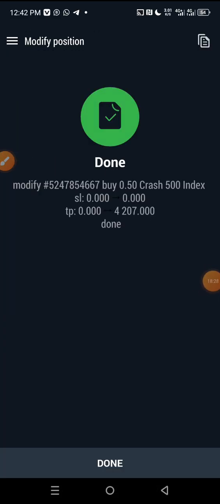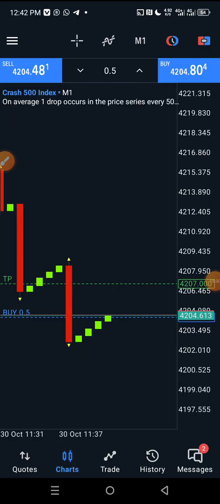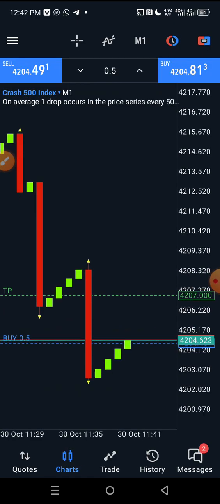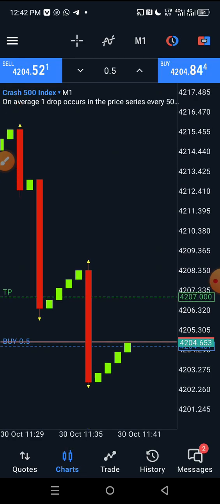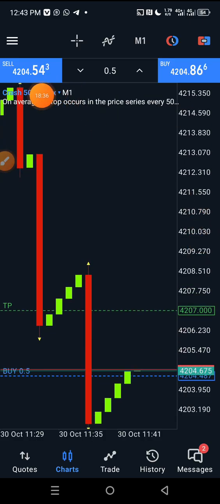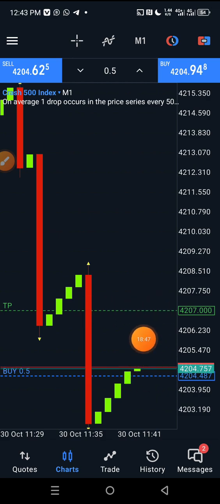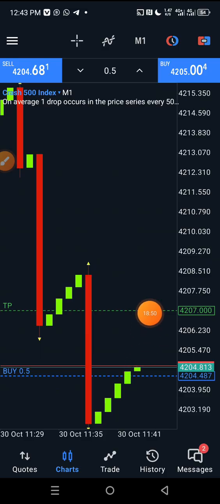Why do I put 42.07? Because I bought crash 500. This is crash 500. I buy it, and because I buy it, then my take profit should be what? Above the price. And this is the price now, then it is above, and that up is the front. That's where the price is going, meaning that if this price moves up and hits it, it should close.